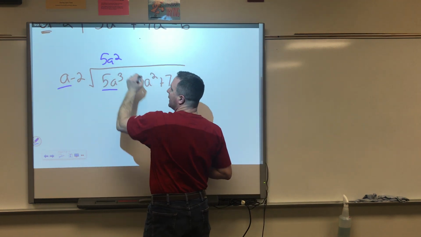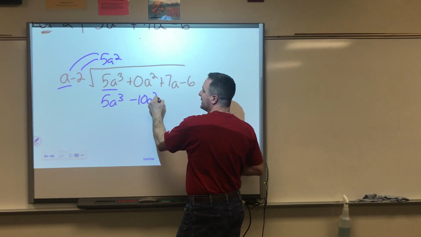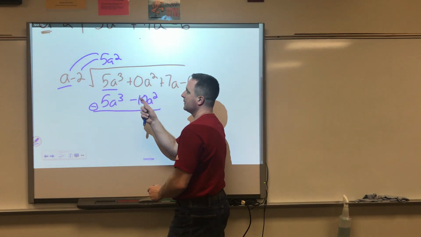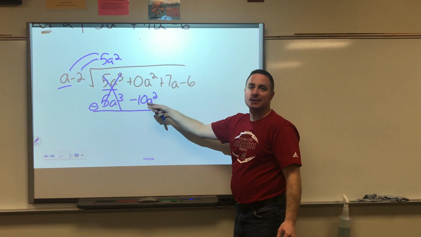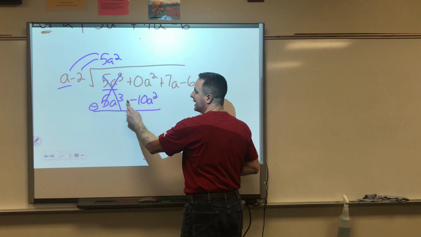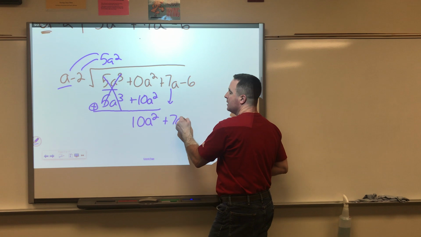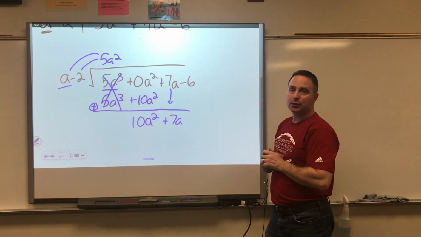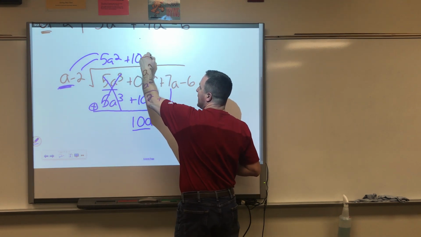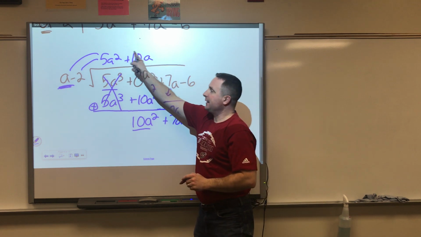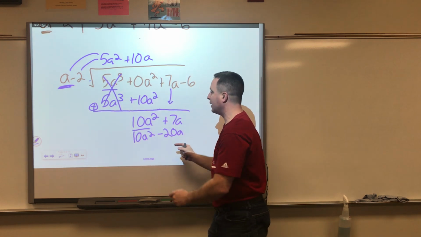I would need a 5a squared. Then if I multiply, there's my 5a cubed and my 10a squared. Those go away. But now I have a squareds and a squareds. I can subtract them. 0 minus negative 10 will be a change, and I get positive 10a squared plus 7a. And I can do it again. What do I multiply a by to get 10a squared? I need a 10 and an a. And if I distribute, I get 10a squared minus 20a. 10 times 2 is 20.